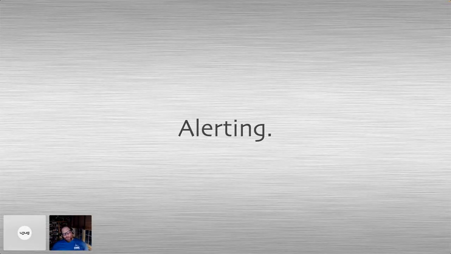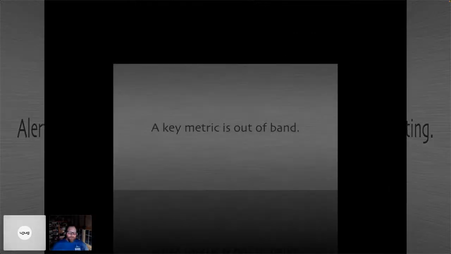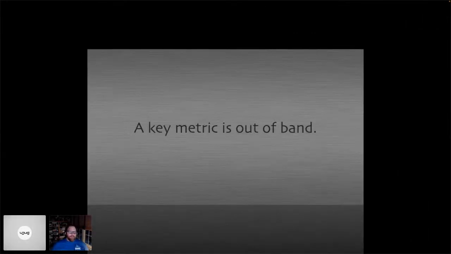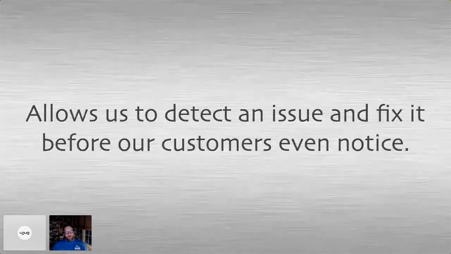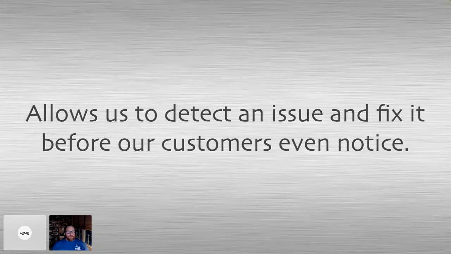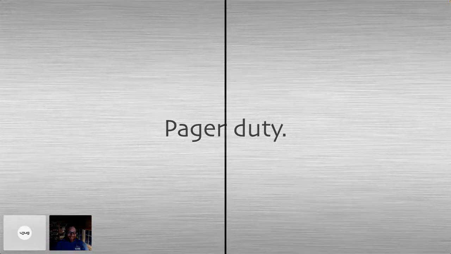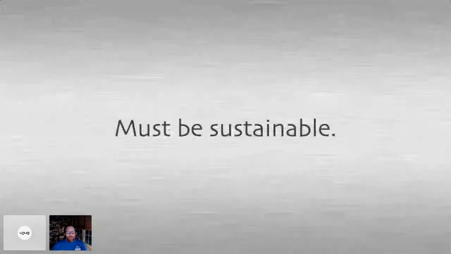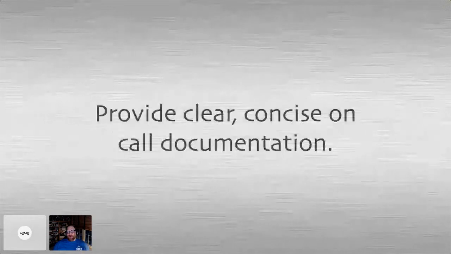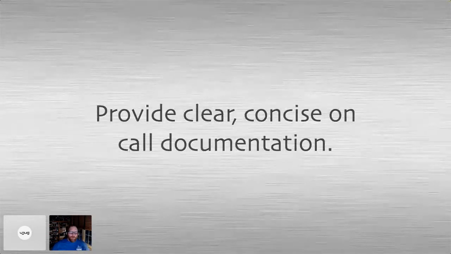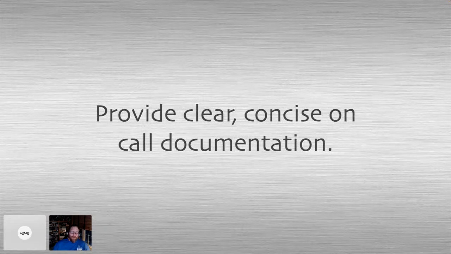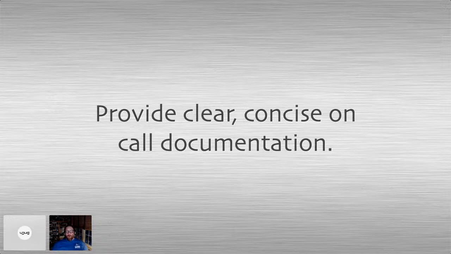And we need to have good alerting. Now, alerting is what happens when a key metric is out of band. The goal here is, I see there's a problem, so let me fix it before people even notice. Now, this does imply PagerDuty, and I do want to stress that PagerDuty has to be sustainable. If you are going down this path, make sure you have clear, concise, on-call documentation. Do not assume people know how everything works. Do not assume everyone knows how to clear the cache or SSH into the server or whatever.